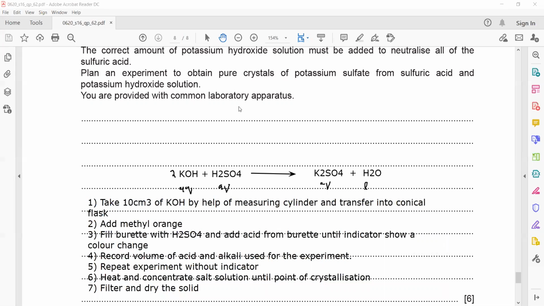Is it clear? The technique which we use to obtain the crystals of potassium sulfate from the reaction between sulfuric acid and potassium hydroxide. Any doubt in this? Is there any doubt?